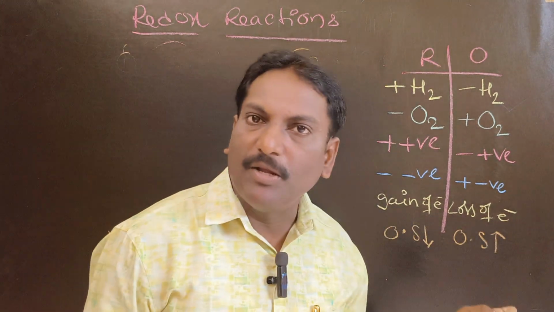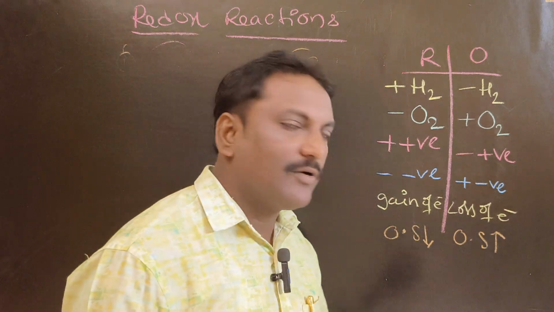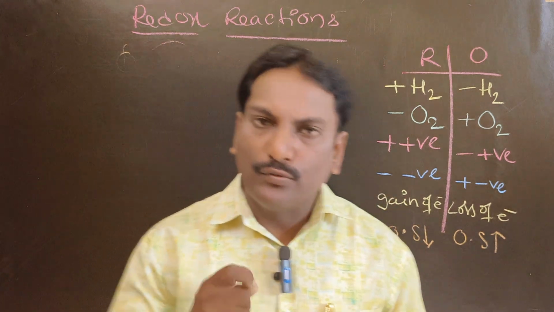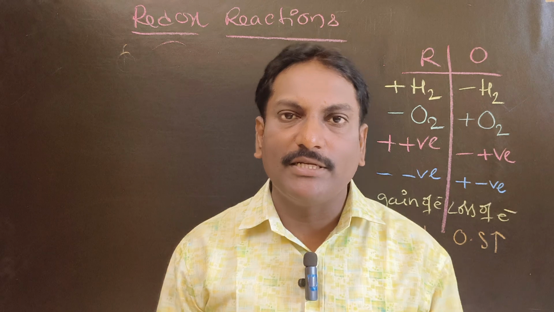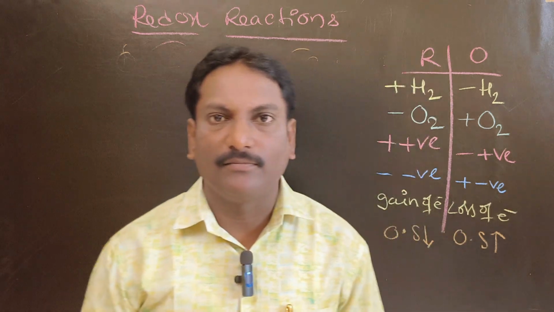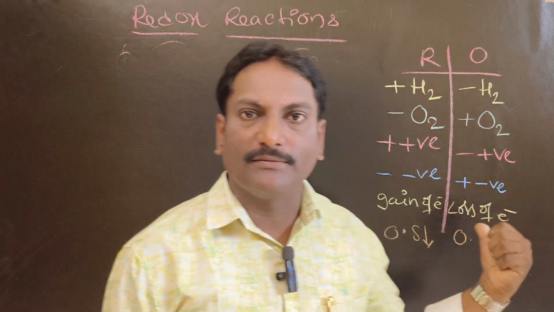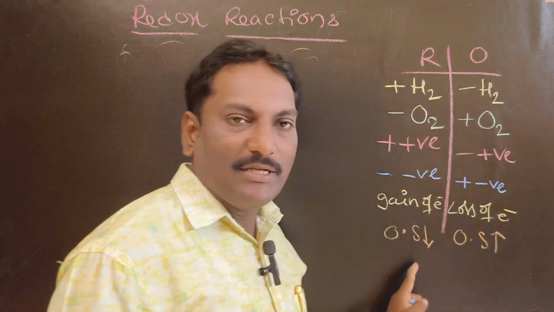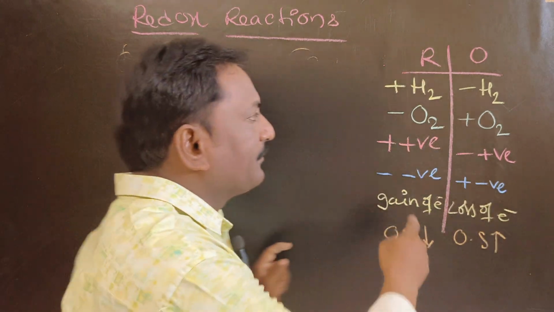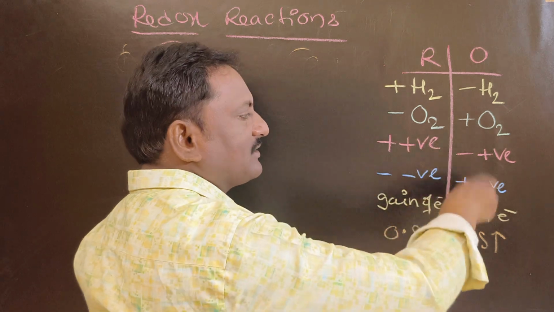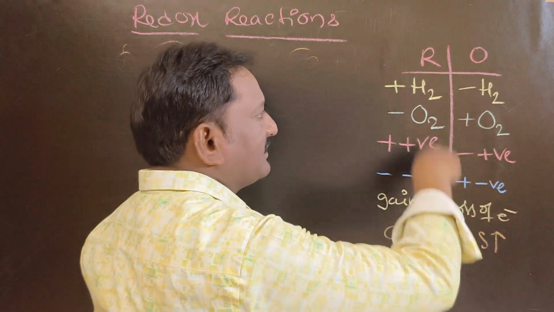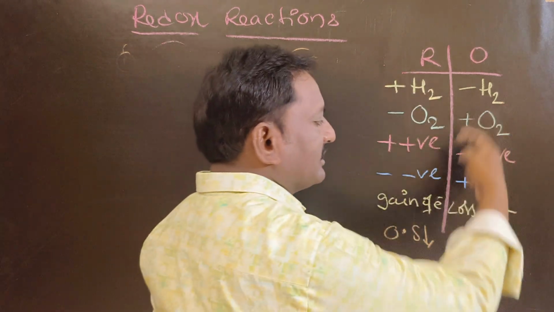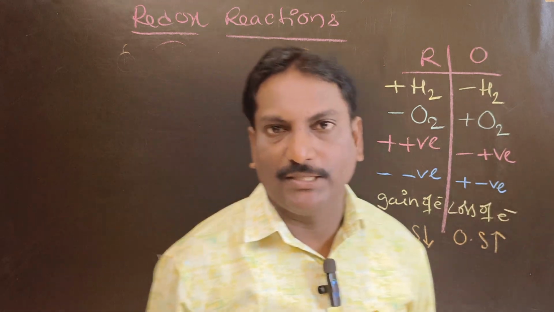Please remember this tabular form. If you know this tabular form, it is very easy to understand which one is the reduction and which one is the oxidation in the given reaction. Is it clear to you, my dear? Okay, good. These are reduction and this one is oxidation. These are the 6 cases I have given. These 6 cases are considered as reduction, and these 6 cases are considered as oxidation.